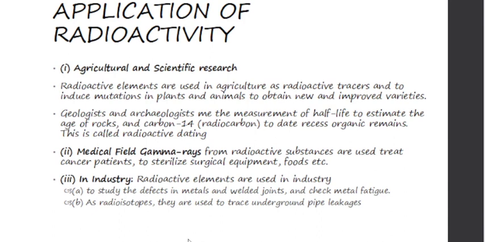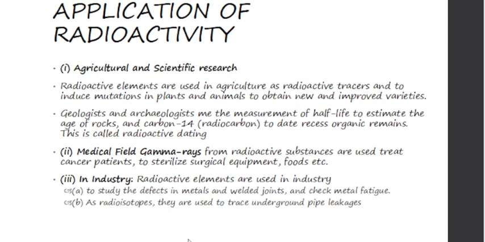Applications of radioactivity. Radioactivity can be applied in agriculture and in scientific research. Radioactive elements are used in agriculture as radioactive tracers and to induce mutation in plants and animals to obtain new and improved varieties. Geologists and archaeologists may use this for measurement of half-life to estimate the age of rocks, and carbon dating can be used to find the date of organic remains. This is referred to as radioactive dating.